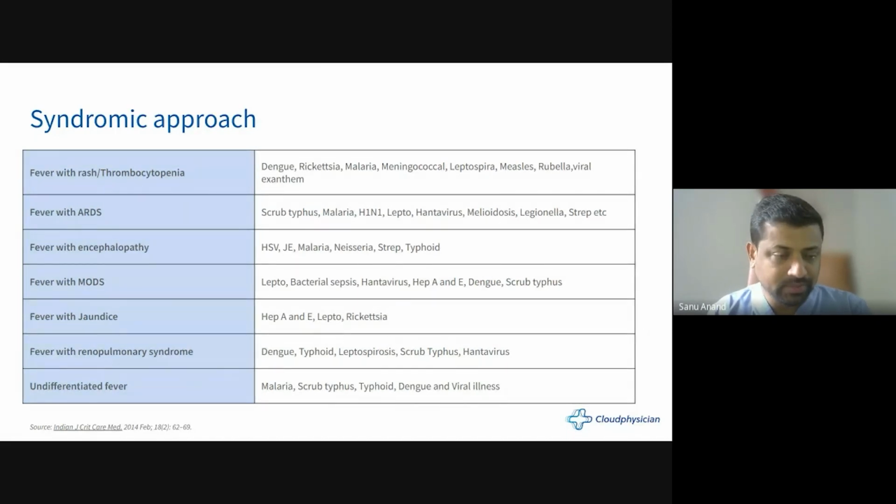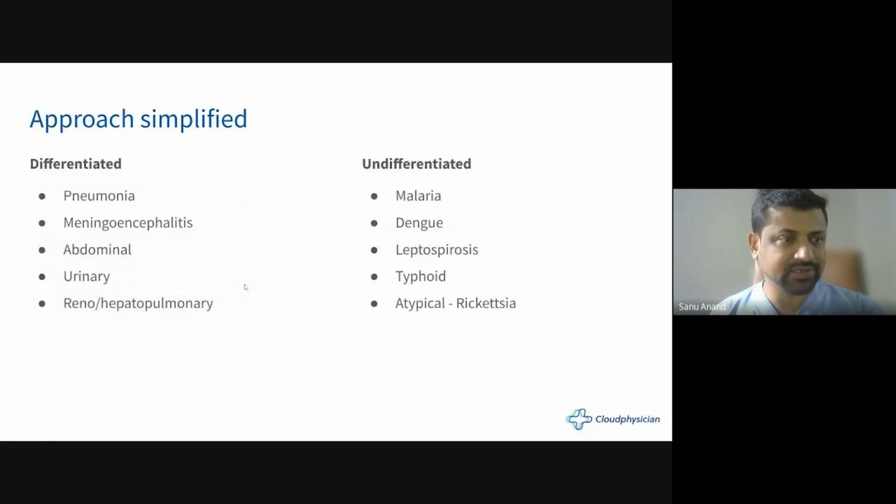Rhinopulmonary syndrome, again: dengue, typhoid, lepto, scrub typhus, hantavirus. I mean, if you actually go through the list, everything can cause everything, and this is a little bit of an oversimplified classification.